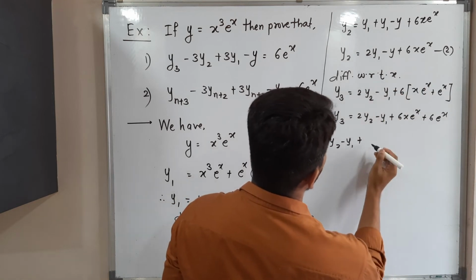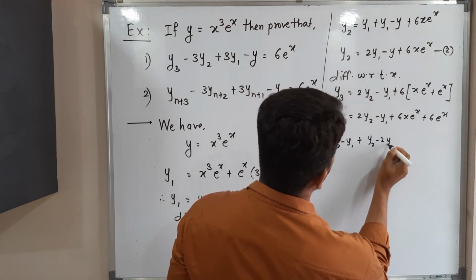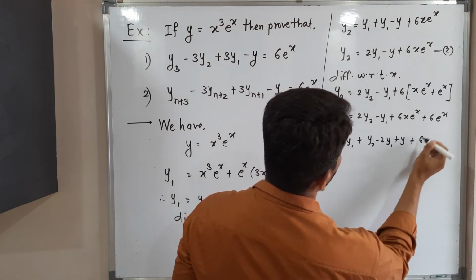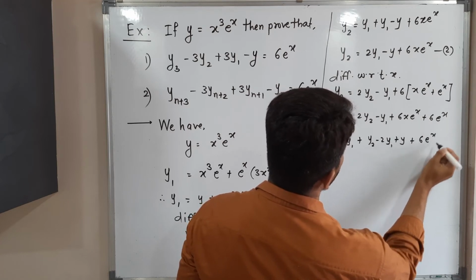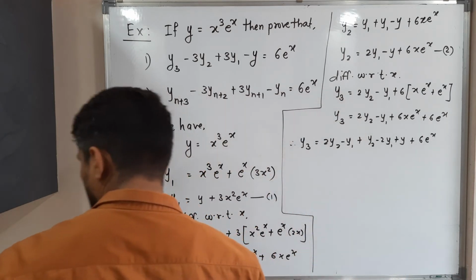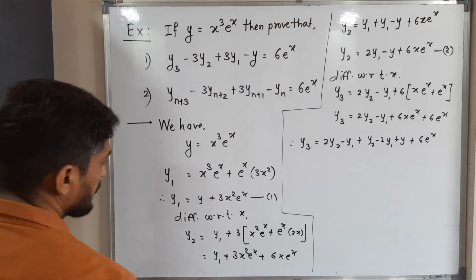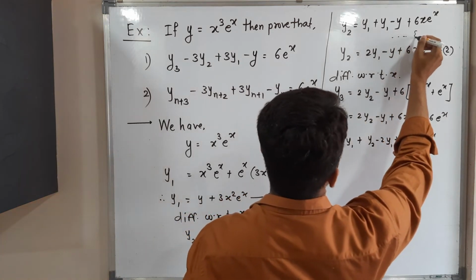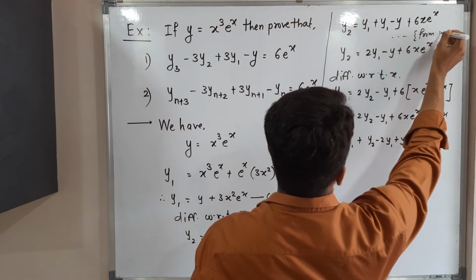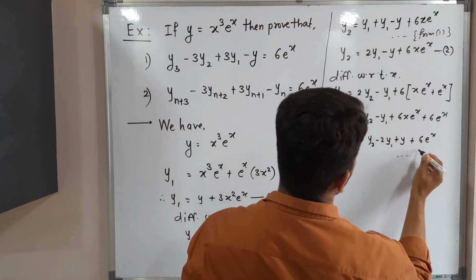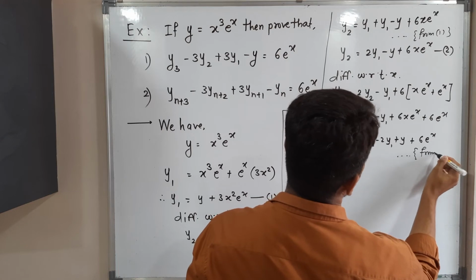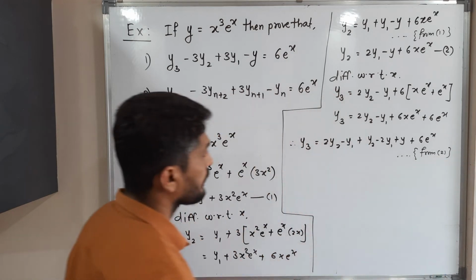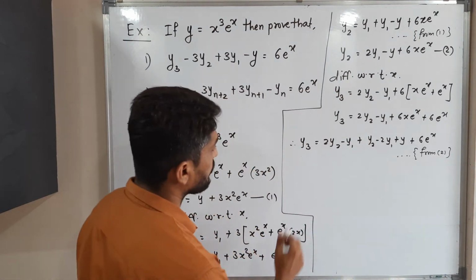6x e raised to x is y2 minus 2y1 plus y, and the last term is as it is, 6 e raised to x. I should mention it here from equation number 2. Okay, and previously also we used equation number 1 somewhere here, right? So I should mention from 1, this was from 1, and this is from 2. That's it. Okay, now we have to simplify only.